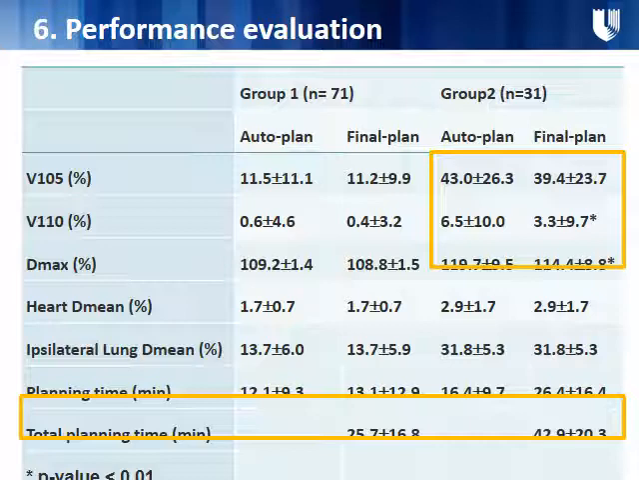And the planning time for group 1 using AI was about 12 minutes. In the final plan, it added about 13 more minutes. So total planning time was about 25 minutes for group 1. Total planning time for group 2 was about 42 minutes.